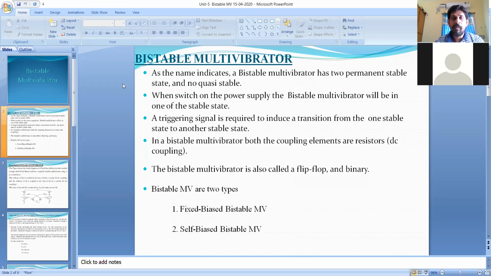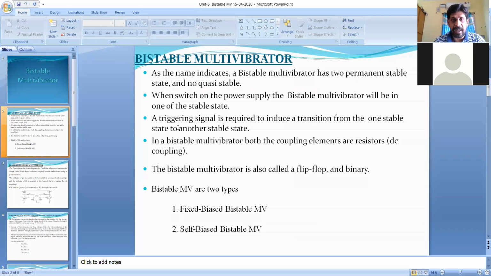Come to the bistable multivibrator. In the bistable multivibrator, the two states are permanent states. The two states are stable states and there is no quasi-stable state. The two states are stable states only.